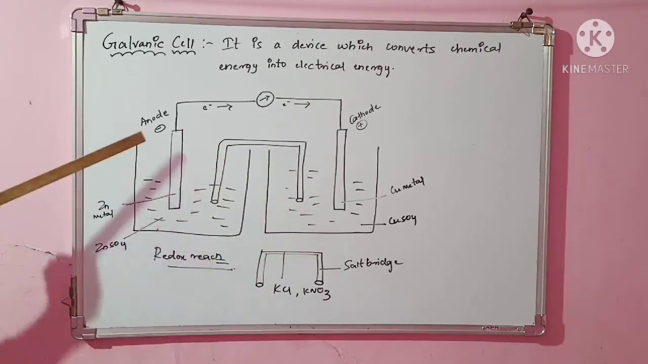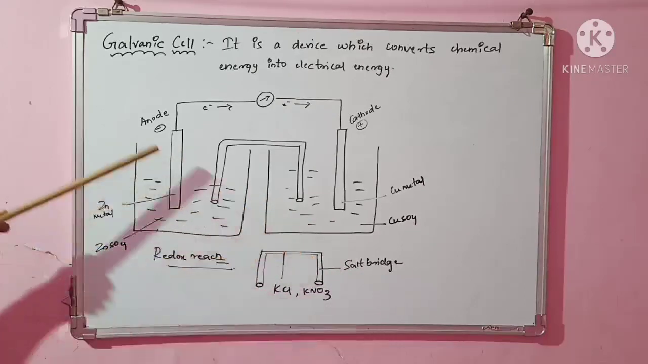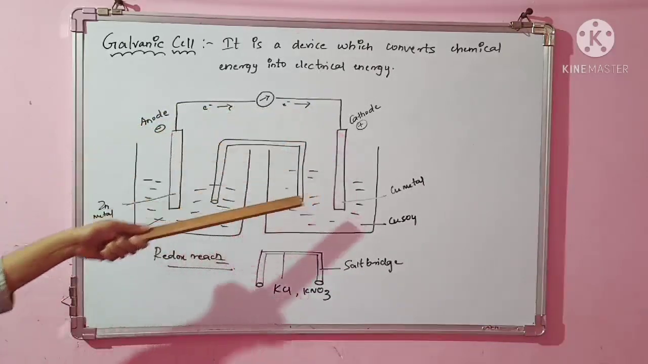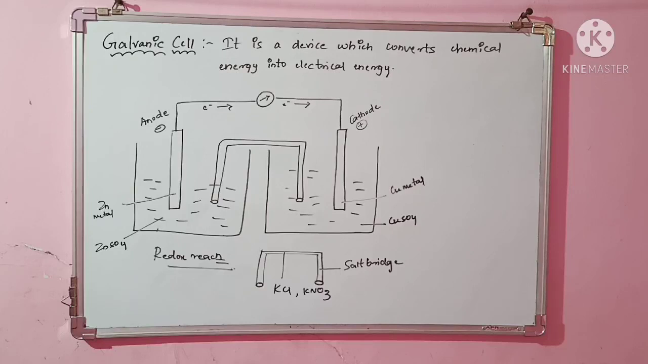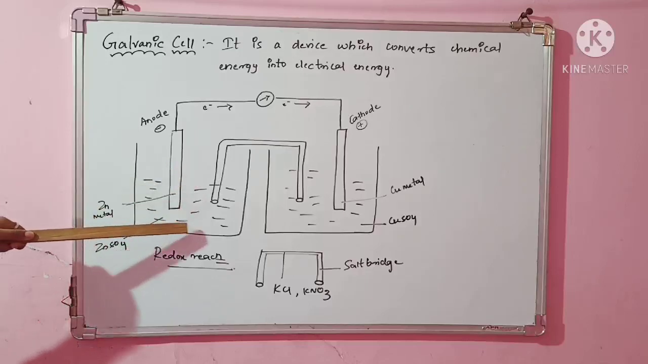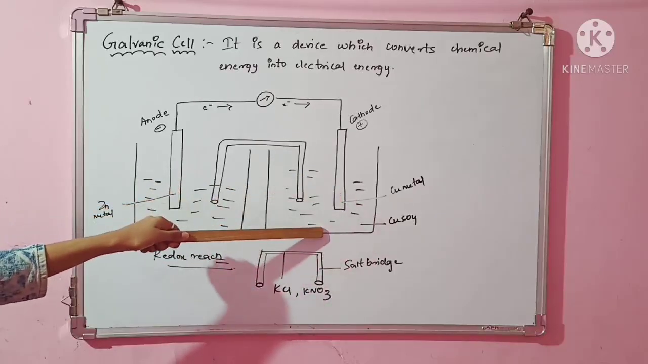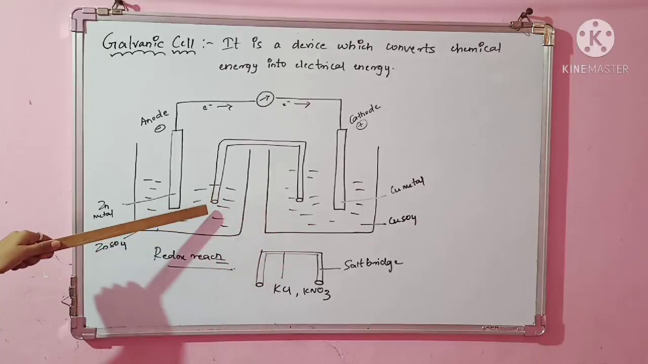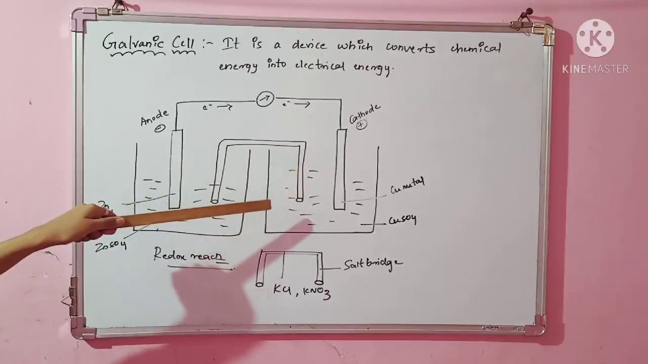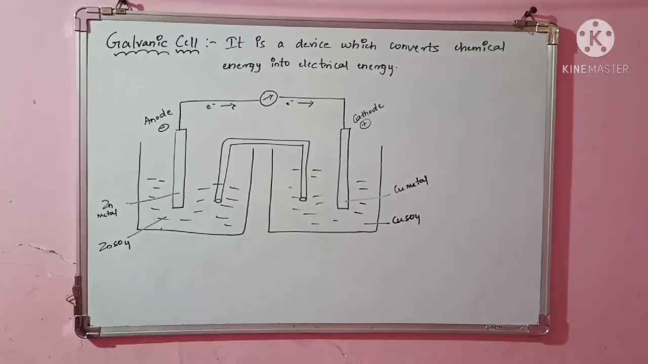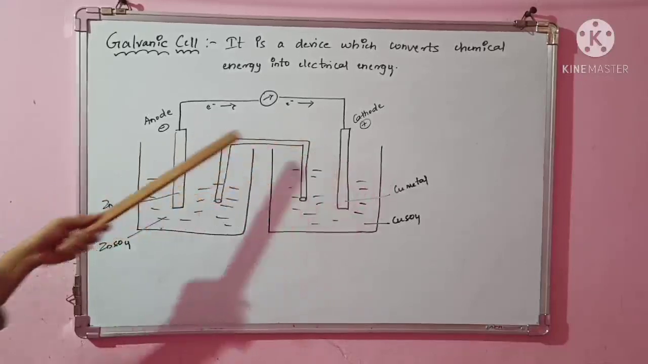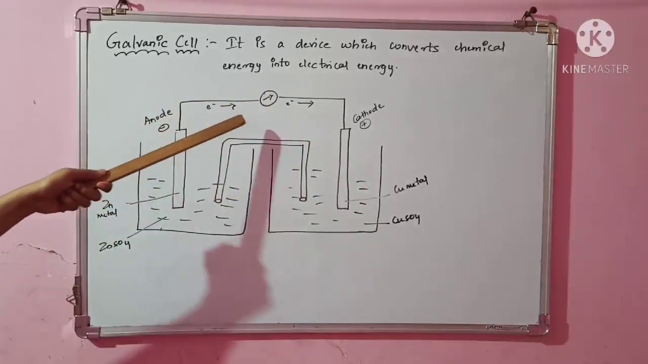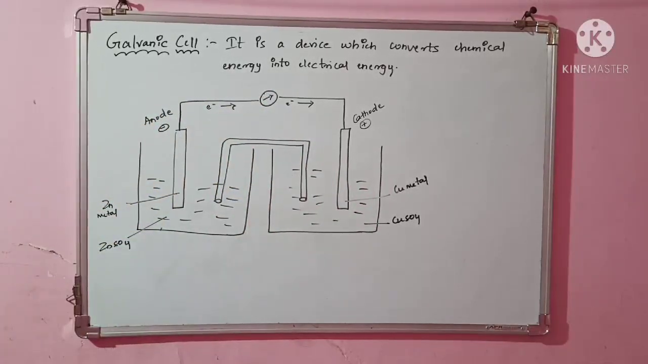This is the anodic compartment and this is the cathodic compartment, and you'll understand why I have shown this electron flow. This is the formation of the galvanic cell. I hope you understood what we have taken: zinc metal dipped in zinc sulfate, copper metal dipped in copper sulfate, and those two are interlinked by the salt bridge. Both the electrodes, anode and cathode, are connected to a voltmeter to observe the deflection of current flow.